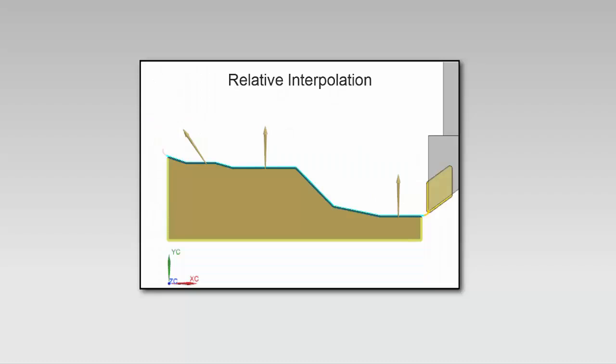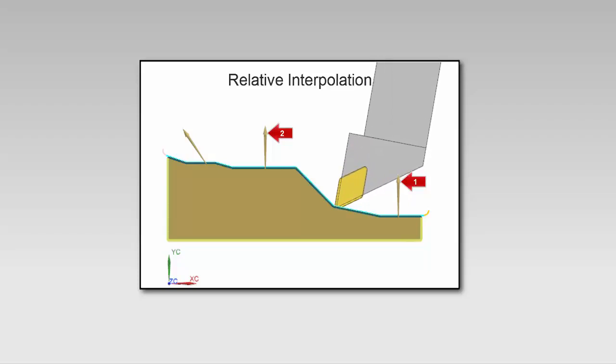Relative changes the tool orientation in relation to the part geometry as the tool moves from one vector to the next. As before, vectors 1 and 2 have the same orientation, but the tool now gradually changes its B-axis orientation to maintain a consistent orientation relative to the part as it moves toward and aligns with vector 2.